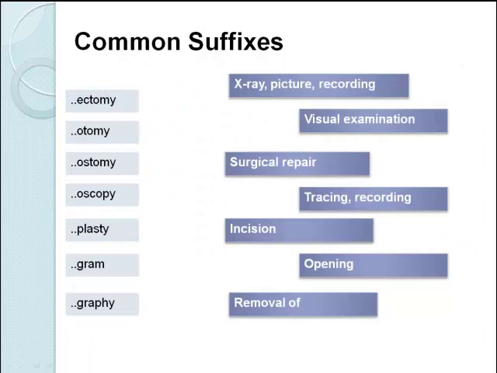Common suffixes. Have a look at this slide and see if you can work out which suffix matches which meaning or definition. You don't have to do anything apart from think about it, for in a moment all will be revealed. So we're just going to give you a short time to think about it and see if in your head you've got it right.